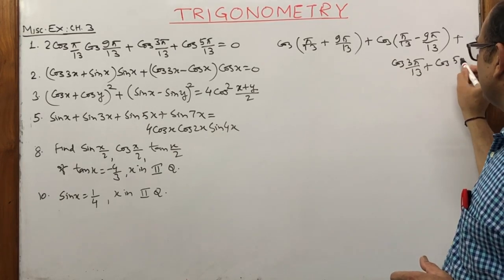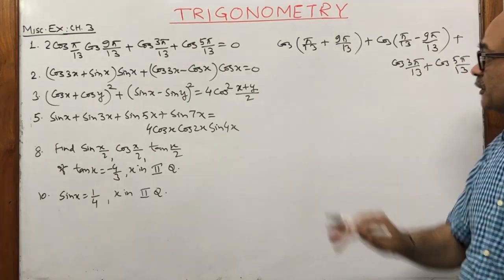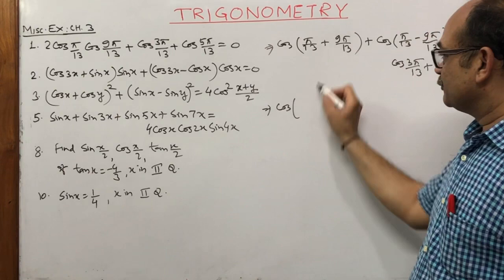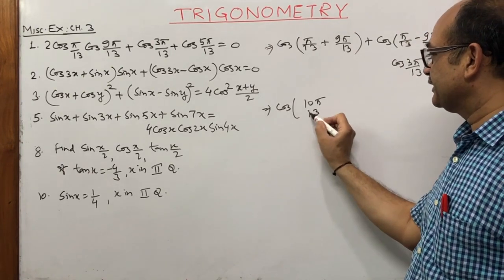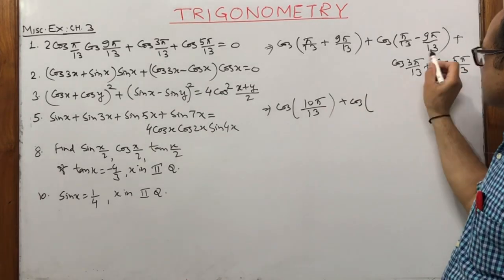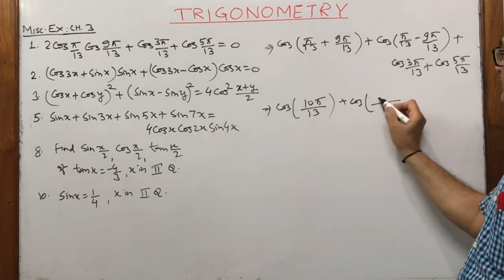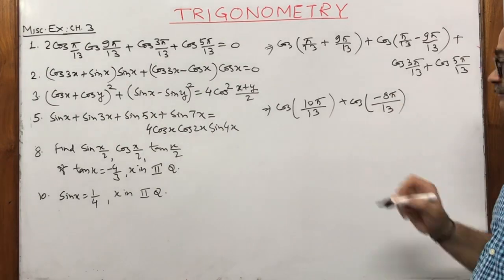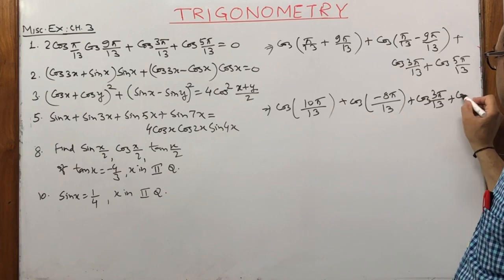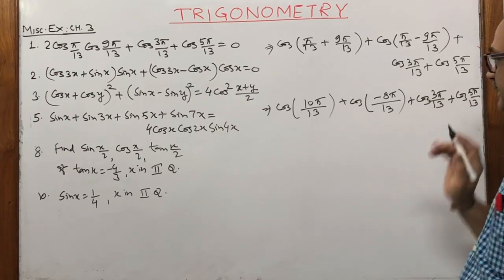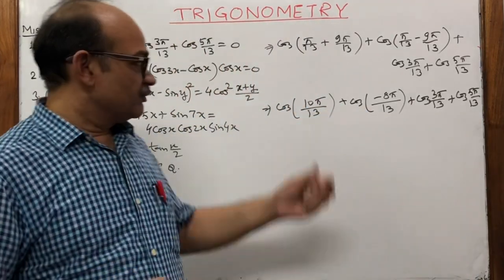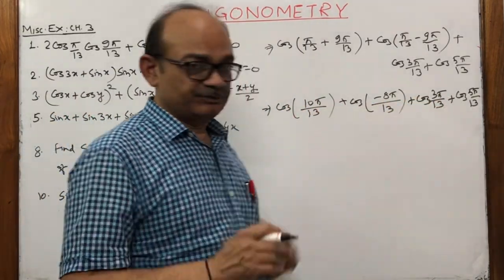cos 5 pi by 13. Now tell me, the value of this one is cos, if you add, you will get 10 pi by 13. Yes? Cos, if we subtract, what are we getting? Minus 8 pi by 13. And here, cos 3 pi by 13 and cos 5 pi by 13. Now these four are all in addition form: first, second, third and fourth.